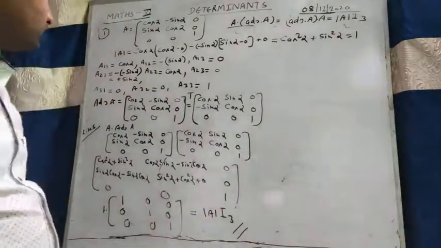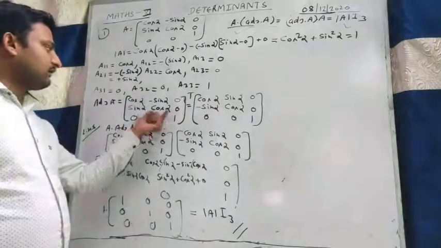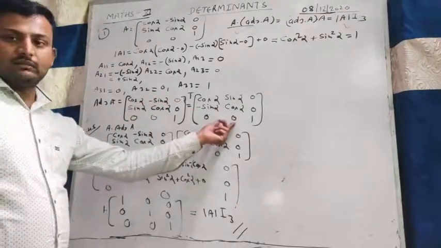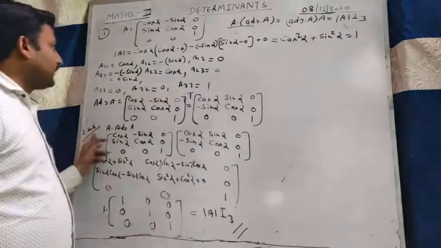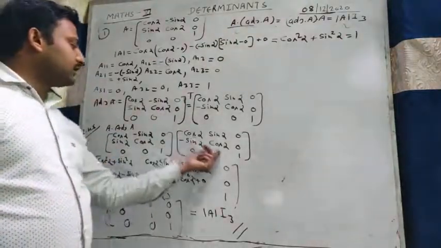Okay, I hope you understand, student. And this is our adjoint of A, in which we change this row into the column, and we get our adjoint of it, this. Now we have taken the left hand side, A into adjoint of A. So this is our A and this is our adjoint of A.